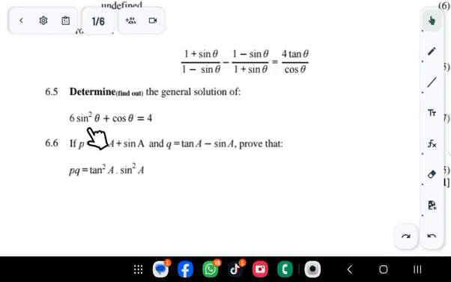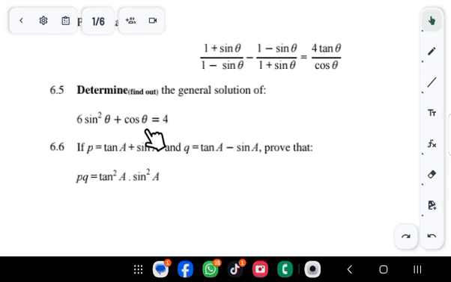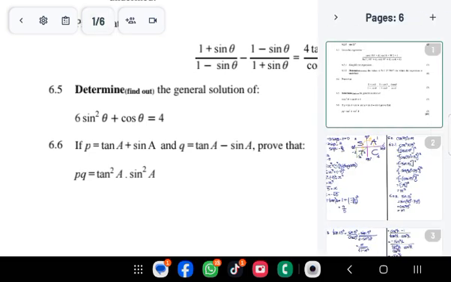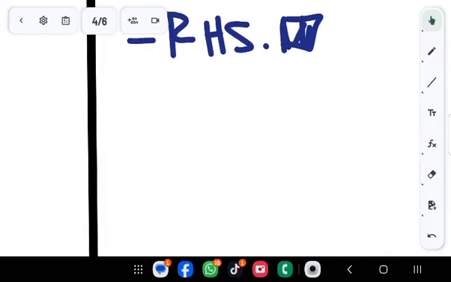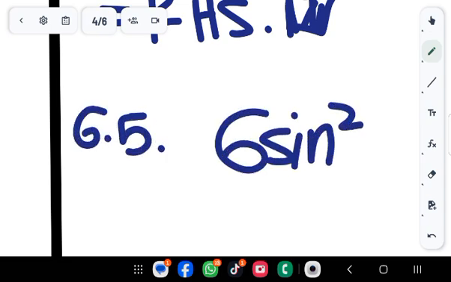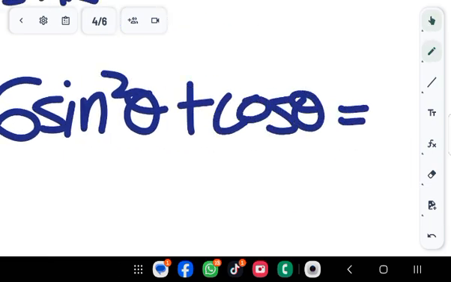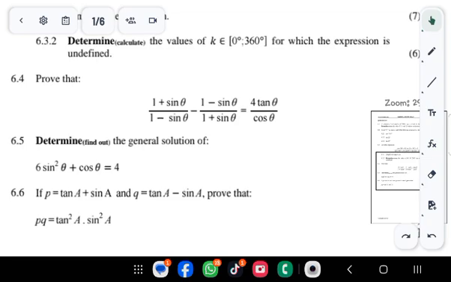Determine the general solution of 6 sine squared theta plus cos theta equals 4. Whenever you have a situation like this, try to get every one of these trigonometric ratios in the same ratio, either sine or cos, make them the same. So 6 sine squared theta plus cos theta is equal to 4.